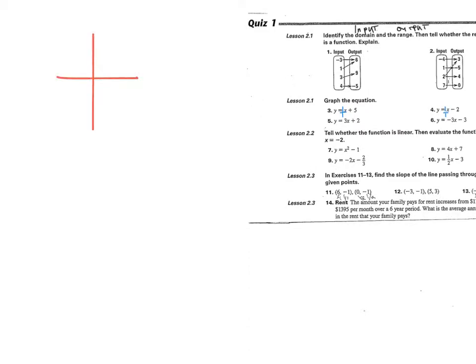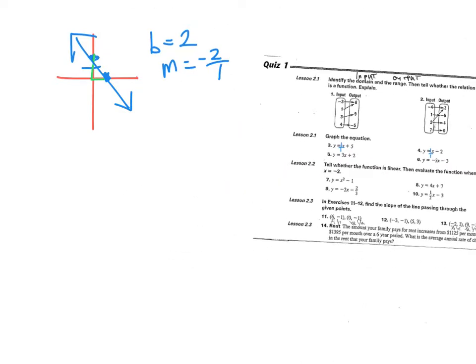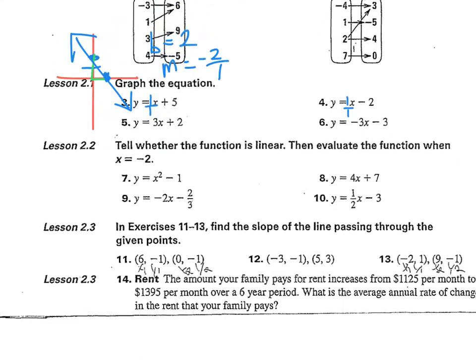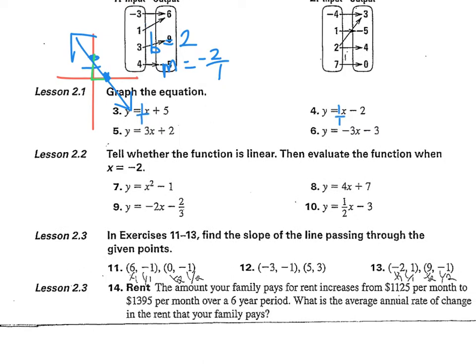Just for example, if my b was 2, that means I'm going up to 2 on the y-axis. If my slope was a negative 2 over 1, that means I'm going down 2 units and over 1. Then this would be my next point, and that means I have a negative slope, which means my line is going down. That is what you are doing for 3 through 6. Don't ask me why that's not moving, but it isn't.